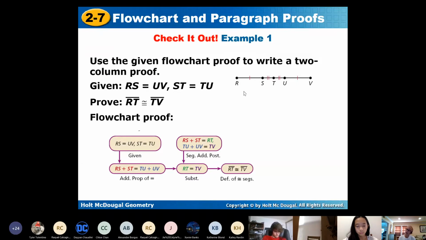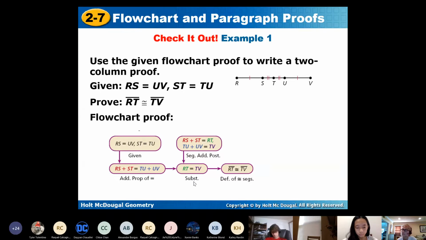So I'm looking at it going, well, okay, if I add those together, it'll give me RT. And if I add these together, it'll give me TV. That's the segment addition postulate. And oh, look, it's right here. So they did given, and then they did segment addition postulate separately. But then from here, you can write straight down RS plus ST equals TU plus UV, because that's the addition property of equality. And then both of these, you can end up substituting.